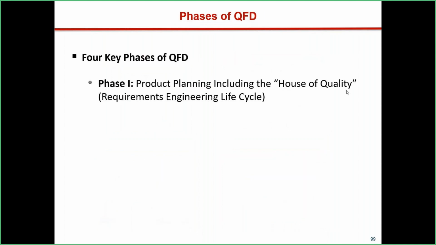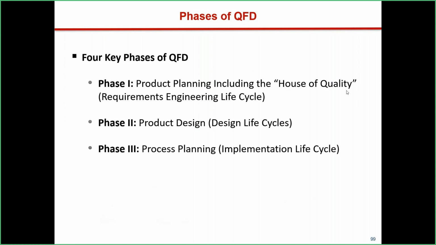So, four key phases of QFD. Phase one, product planning, includes house of quality, requirement engineering life cycle. Phase two, product designing, the design life cycle. Phase three, process planning, implementation life cycle. And phase four, process control, testing life cycle.